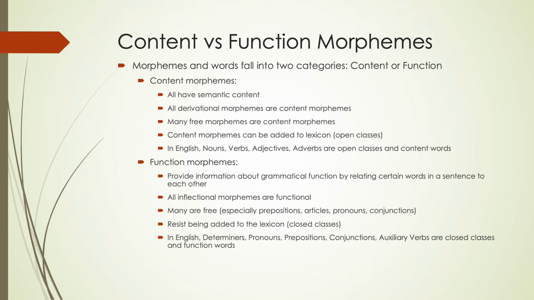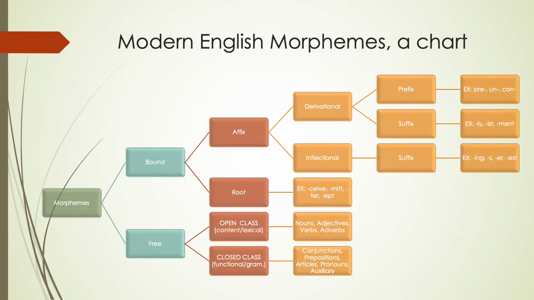words. So if we look at our modern English sense of morphemes, and we look at this sort of chart here, we have morphemes that are either going to be bound or they're going to be free. Free morphemes can then either be open class or closed class. Our open class ones in English are nouns, adjectives, verbs, and adverbs. Our closed classes are things like conjunctions, prepositions, articles, pronouns, auxiliary verbs, those kinds of things.